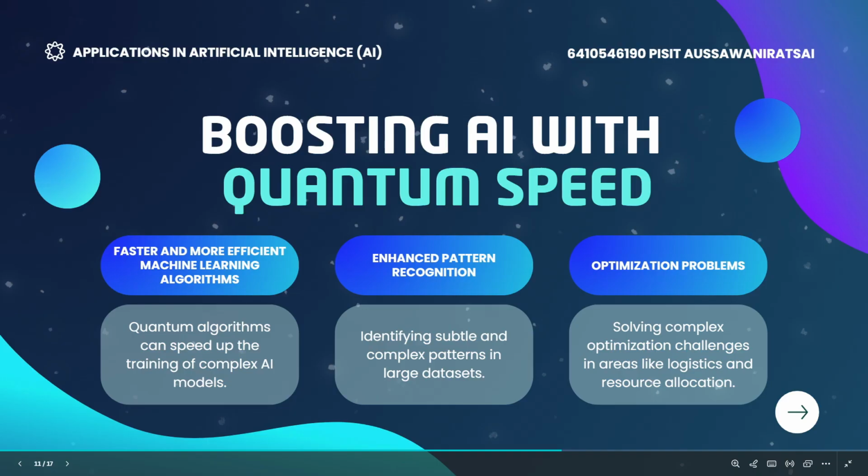For instance, in machine learning, quantum algorithms have the potential to significantly speed up the training process for complex neural networks. This could lead to faster development of more sophisticated AI models capable of identifying subtle and intricate patterns in massive data, which is crucial in fields like data discovery and financial modeling.